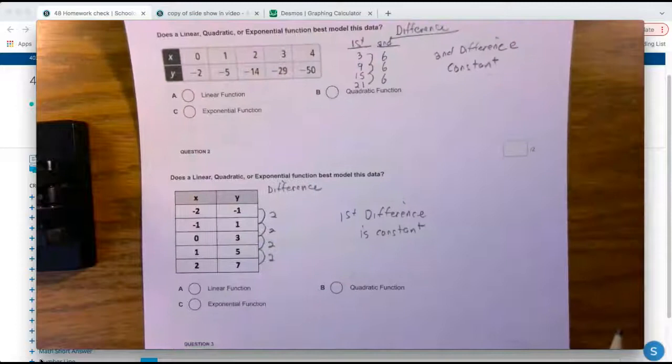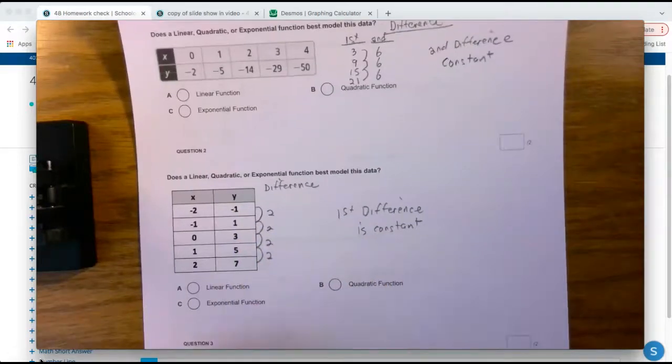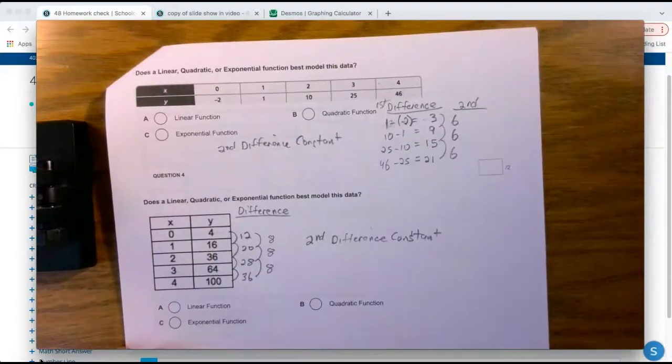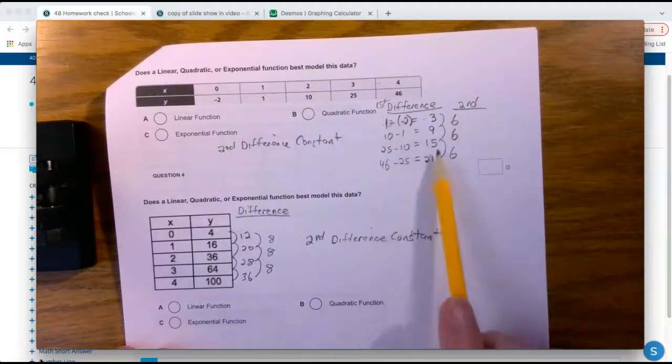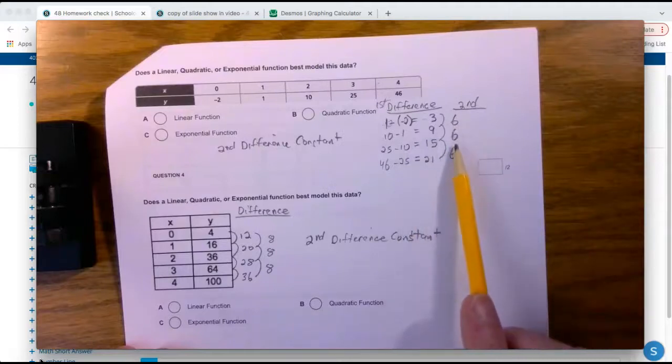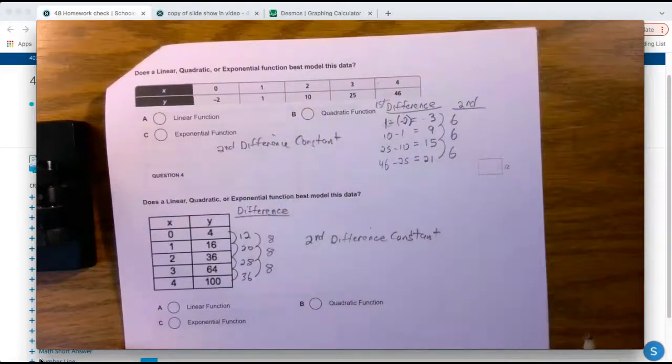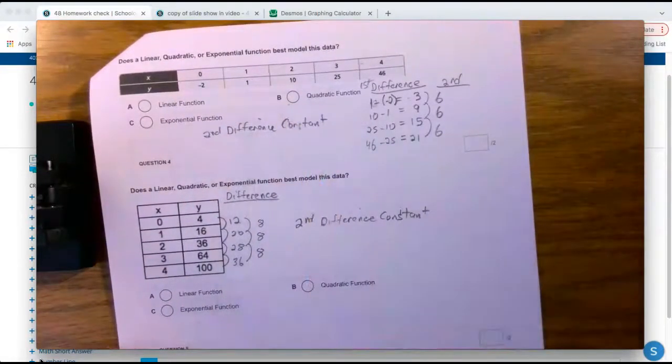And number 2, I did the first difference. Boom, boom, boom, boom, boom. They're all 2 apart. The first difference was constant. All right, number 3. I did it over here where I subtracted. It went up like this: 3, 9, 15, 21. But the second difference was all 6. The second difference was constant in this one. Quadratic. There, I'll give it to you.